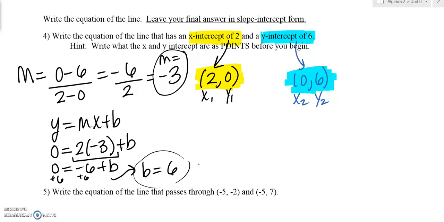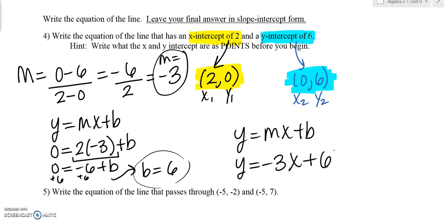That's going to be very useful to me. When I write my final answer, I want it to look like slope-intercept form. I have y equals m, which is negative 3x, plus b, which is positive 6. And there's my final answer. Again, several steps. First step for this one is to write these as points. Then I use those points to get my slope. From here, I used a couple different pieces to help me find my b value. Then I knew m and I knew b, so I substituted those into my equation.